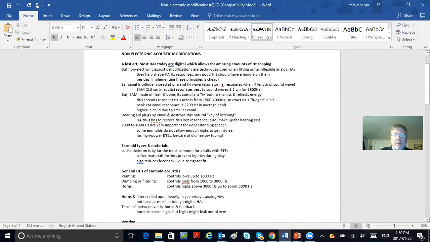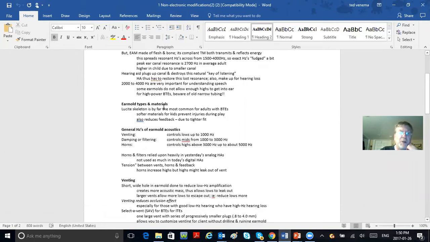So when we're looking at what we're reading here, I know we mentioned ear mold types and materials. Lucite skeleton is by far the most common for adults with BTEs. Softer materials for kids. Also, softer material is often called silicone, and it usually totally blocks up the ear. If you see someone's mold and it totally covers up the concha, you know that guy's got a whopper of a hearing loss. The smaller the mold, usually the less the hearing loss. Now, RICs are a little bit of a different situation, receiver in canals. They have domes that just plug into the ear. But those domes often have huge vents.